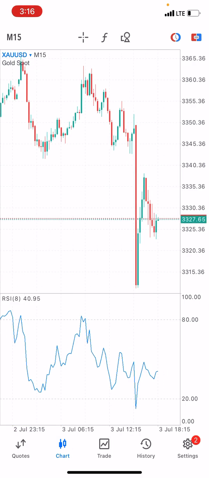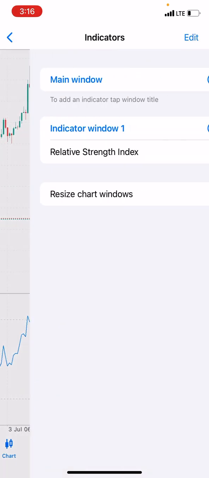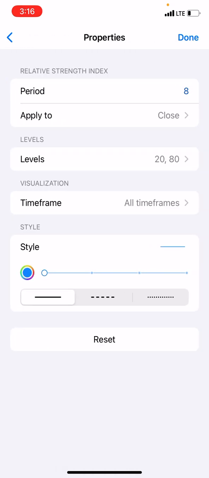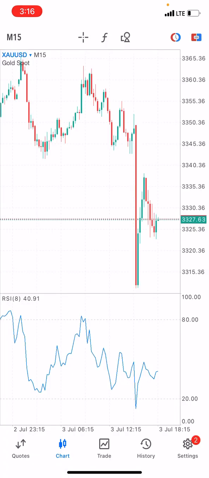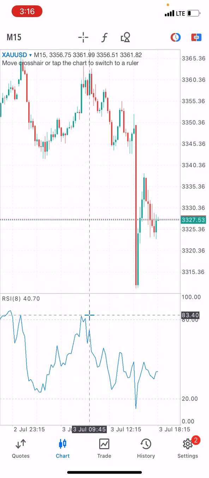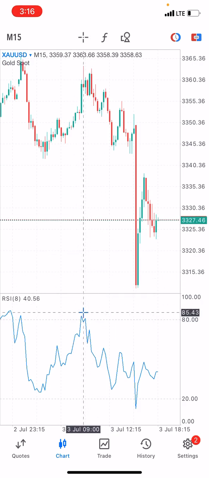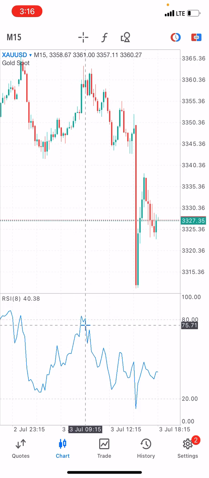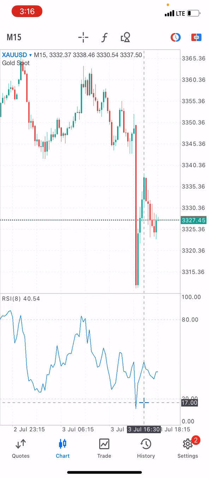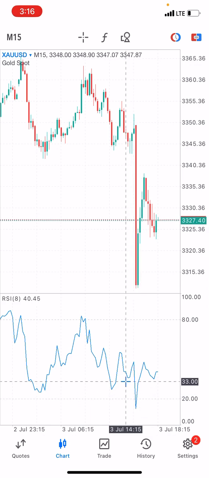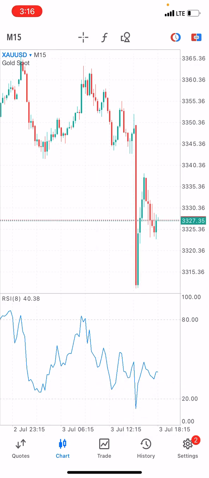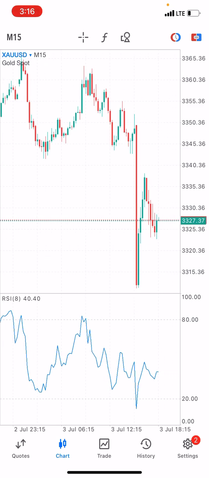So let's click on the F icon here. We go to relative strength index, so you can see the settings. Period is set to 8, apply to close, level is 80-20, and time frame is all time frames. You click on done. You can set the color to blue. Whenever price on the relative strength index is on the 80% line, we'll be looking for a selling opportunity. Anytime it's on the 20%, we'll be looking for a buying opportunity. That is the purpose of the RSI indicator.